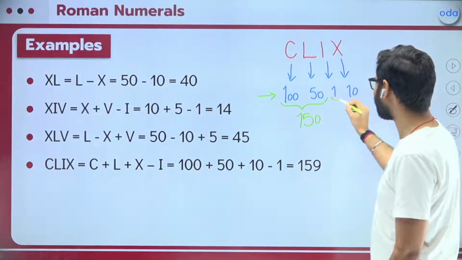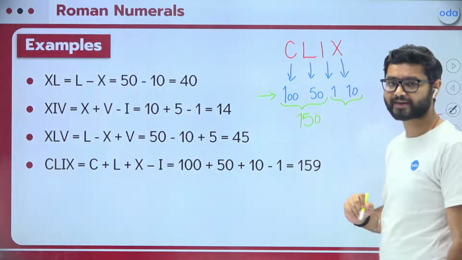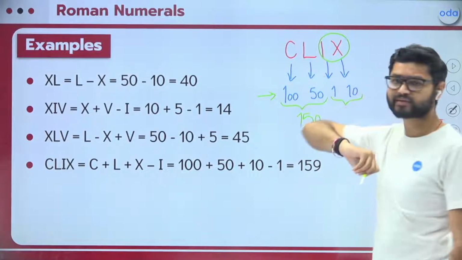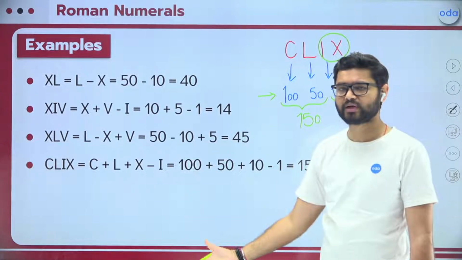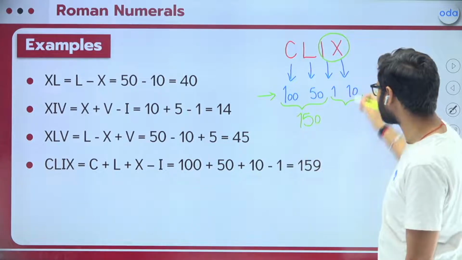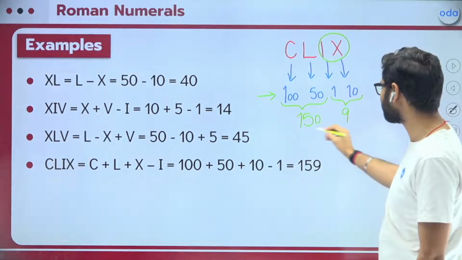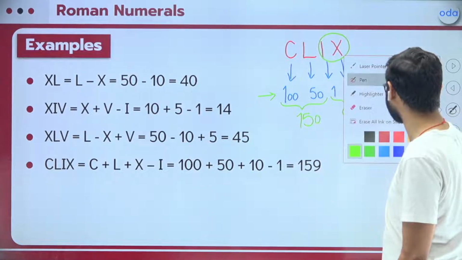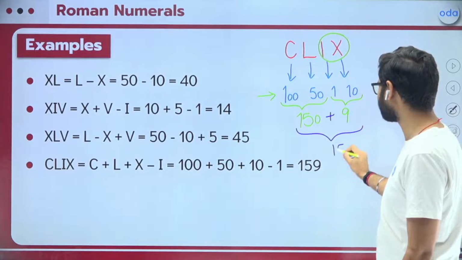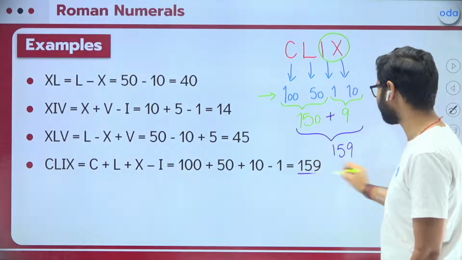Talking about this I and X, 1 and 10, you already know this. You can simply remember this value: IX is for 9 only. It will be easier for you to understand how it works. So IX is for 9 only. I will straight away write 9. Now we have 150 plus 9. It will be 159. This is the value, 159. Understood?